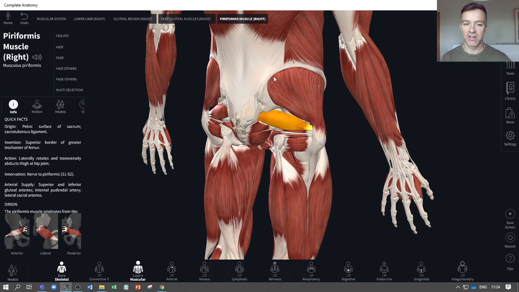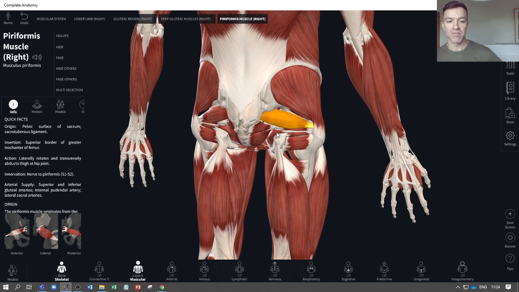The sciatic nerve is a very large nerve that comes out from your spinal column and runs down along the back of your hip here and down into your lower leg. And pain associated with your sciatic nerve is called sciatica, and that's a very, very common cause of pain in people. One of the causes of sciatica is this piriformis syndrome, where this piriformis muscle irritates the sciatic nerve.